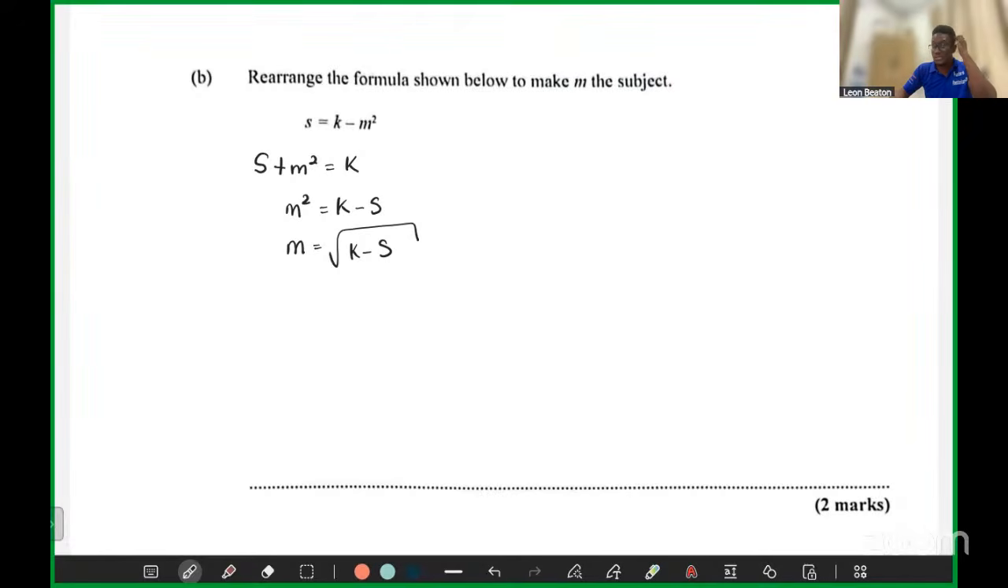So remember, you can move the m as well. If you want to change the subject, you're not limited to keeping that in one place. You can change it around as well.